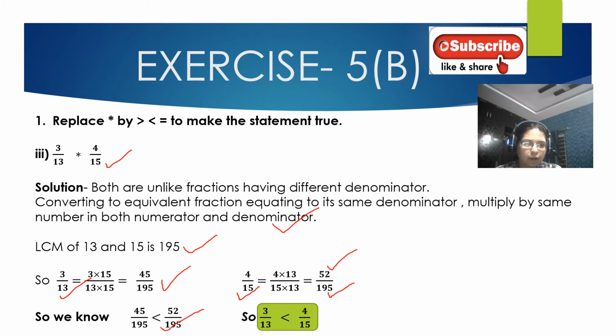So 45 divided by 195 is the equivalent fraction of 3 divided by 13. So we have to write 3 divided by 13 is less than, and 52 divided by 195 is the equivalent fraction of 4 divided by 15. So we have to write down 4 divided by 15. So 3 divided by 13 is less than 4 divided by 15.